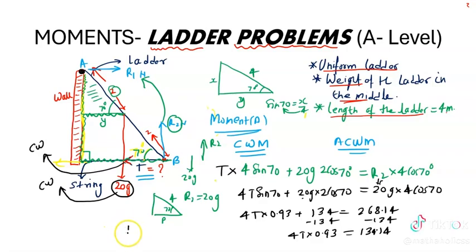So what should be the value of T? T is 134.14 divided by 4 times 0.93, and if you simplify, it will be nearly 36 Newtons tension.